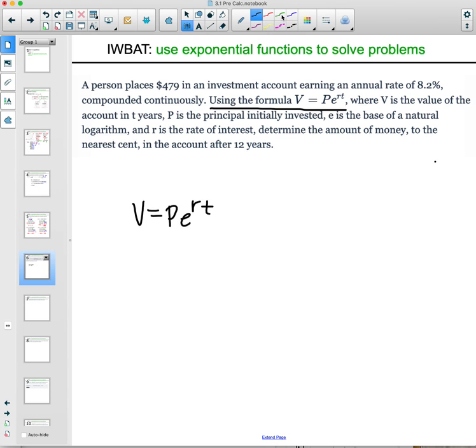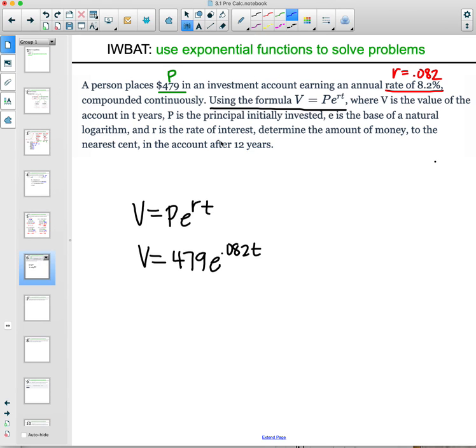So let's go back in and look. So this one says a person places $479 in an investment account. So there's your initial amount. So here's your P. Earning an annual rate. So the rate is 8.2%. But as a decimal, that's going to be 0.082. So remember, when you plug it in, you need to plug in the decimal, and then compounded continuously. So if we plug those into this formula, it's going to be 479 e to the 0.082 t.